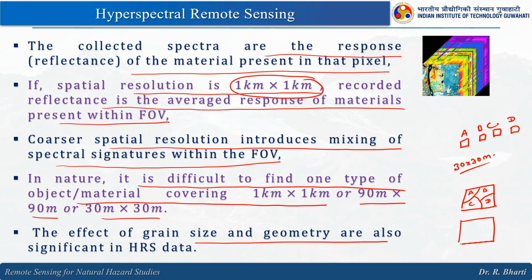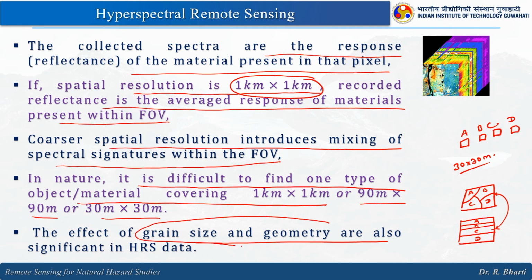Now, if we change the orientation, so this is A, B, C, D, this is also possible. Proportion will remain same, but the orientation, the geometry is changing here. That will also have some effect on the spectra. But remember, this will change the intensity of the spectra, but this will not change the position of the characteristic absorption feature, because materials are same, right. So, here we are talking about the grain size and geometry.